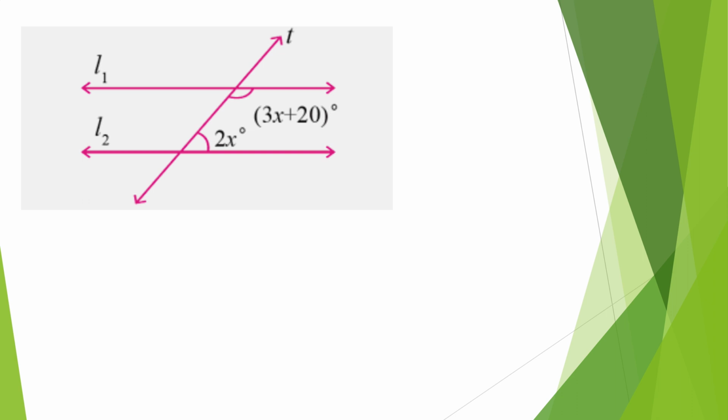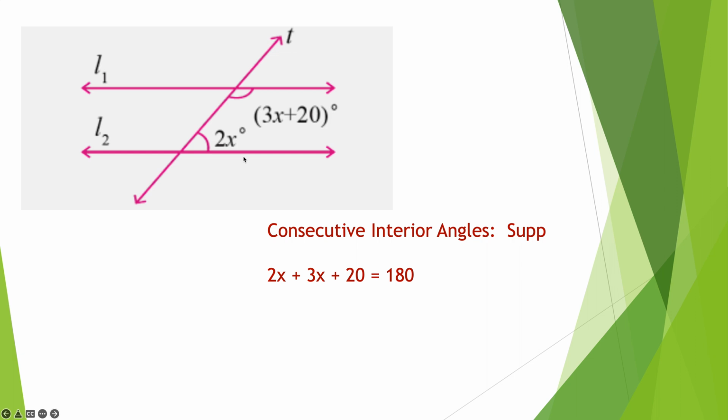Okay, so looking at this one, I see right away that they are consecutive interior, just like those diamonds that we did before. So that means they're going to be supplementary, meaning they add up to 180 degrees. So I write that equation. I take the first angle, which we represent as 2x, the second, which we represent as 3x plus 20. So here is my first angle, the 2x. Here's my second angle, the 3x plus 20. And when I add them up, I have to get this 180 degrees for being supplementary.